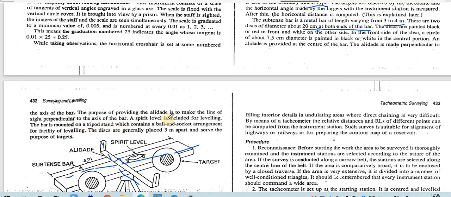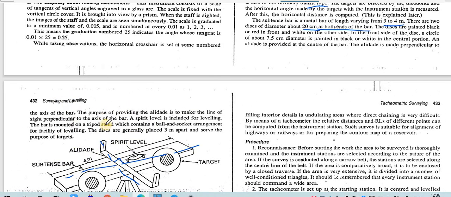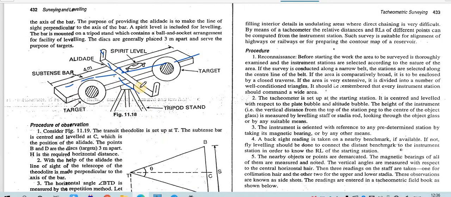The bar is mounted on a tripod which contains a ball and socket arrangement for the facility of leveling. The discs are generally placed 3 meters apart to serve as the target. So basically, it has been provided with a tripod with a ball and socket arrangement so that you can perfectly level it.